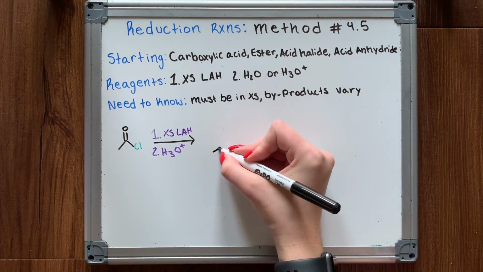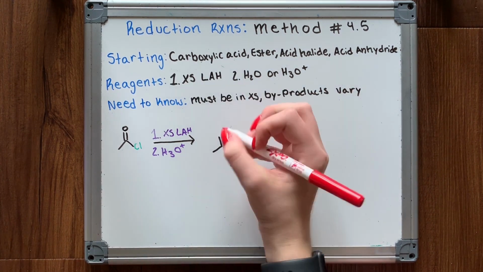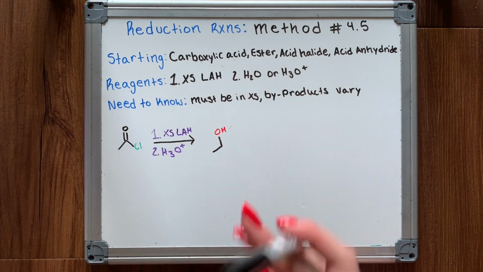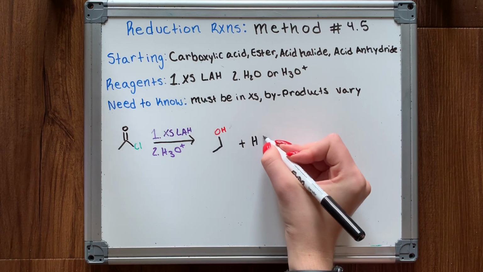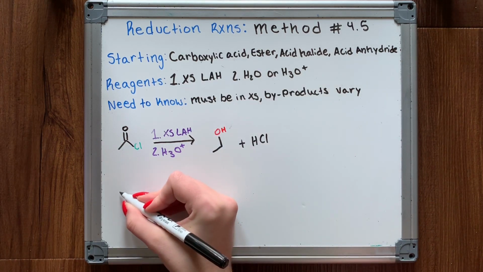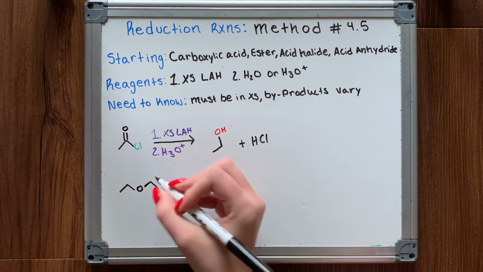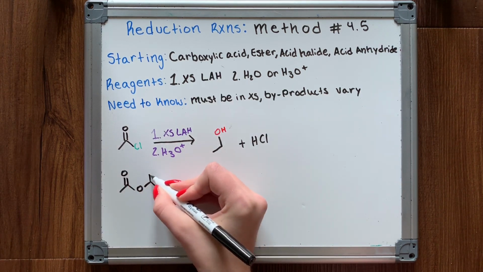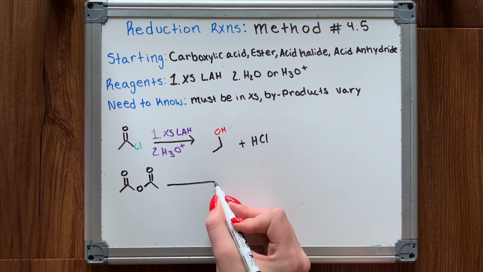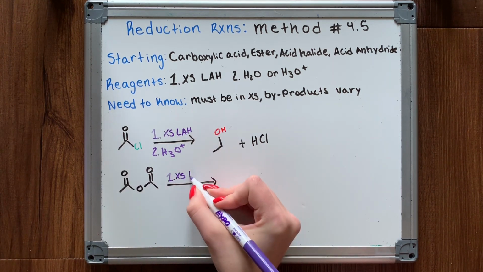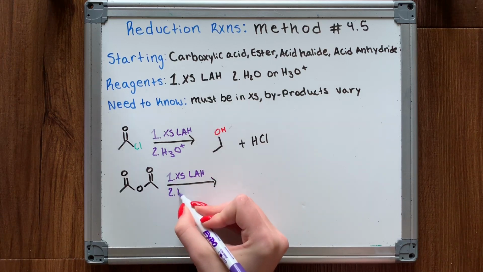Your byproducts will vary. For example, if your starting compound is an acid halide, your byproduct is going to be an acid, in this case HCl. Of course, your byproducts don't really matter because that's not what you're looking for, but it's just important to keep in mind. If your starting product is an acid anhydride, then your byproduct is going to be a carboxylic acid, because the leaving group that comes off does get protonated.